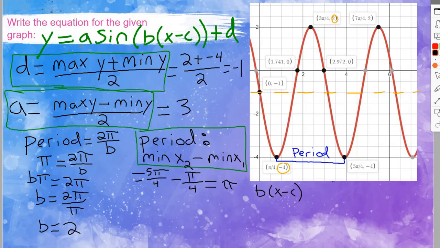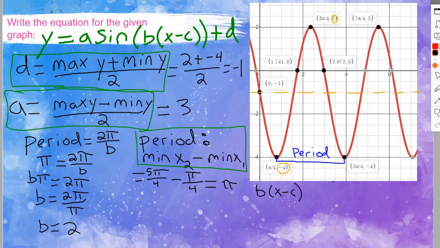Again, what points have we been using that are easy for us to find on our graph? Minimums and maximums. Okay, so which one do we want to use? It doesn't matter. Maximums. Sure. So I have 3 pi over 4 comma 2. We're okay with that. So looking at your parent graph for sine.